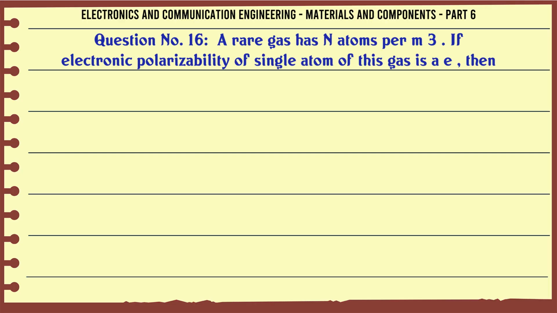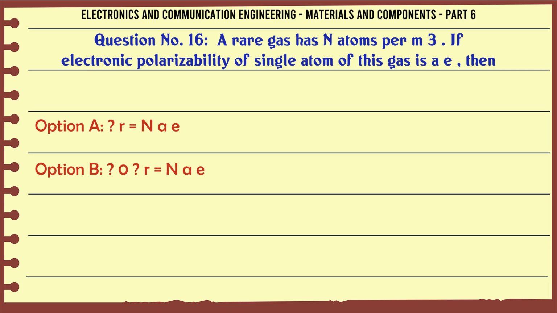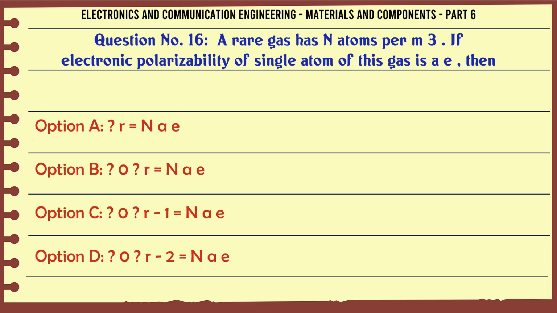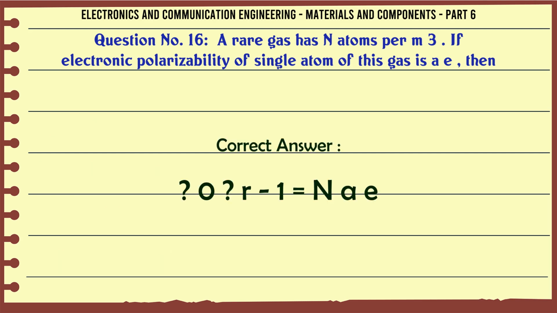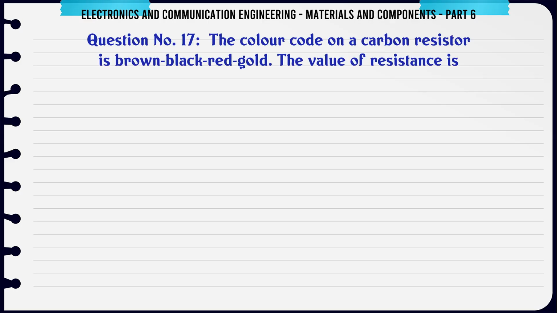A rare gas has N atoms per m³. If electronic polarizability of single atom of this gas is αe, then A. εr = Nαe, B. ε0εr = Nαe, C. ε0(εr − 1) = Nαe, D. ε0(εr − 2) = Nαe. The correct answer is ε0(εr − 1) = Nαe.